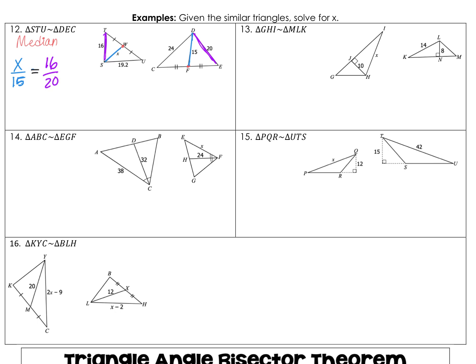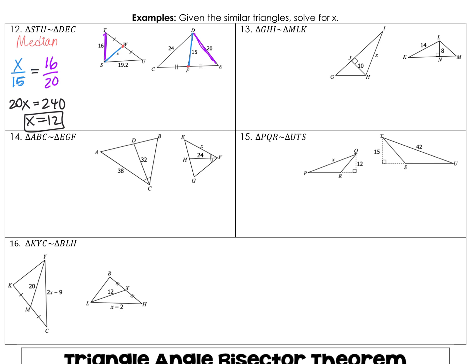Okay, can you do some cross multiplying and solving, please? Okay. If you're struggling with the cross multiplication, that's because of this. 20x is equal to 240. You solve, you get 12. Okay. Let's move on to the next one.